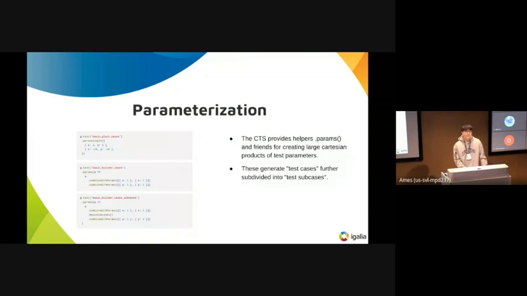The CTS provides helper params and branch helpers for creating a large Cartesian product of the test parameters. These generate the test cases, further subdivided into test subcases. Thanks to the parameterization support, we can test with more varied input values.